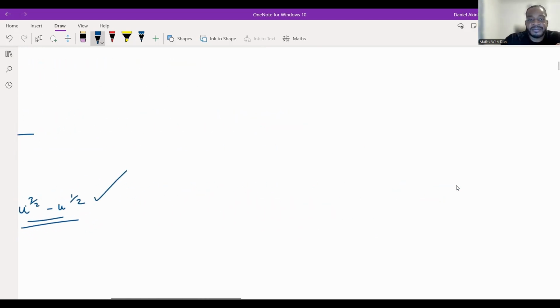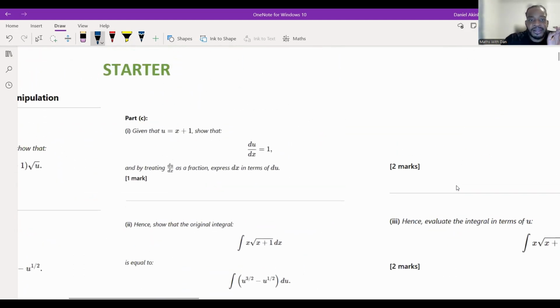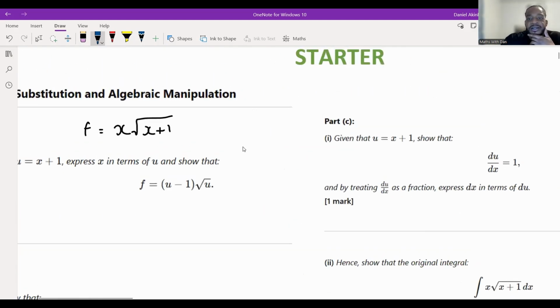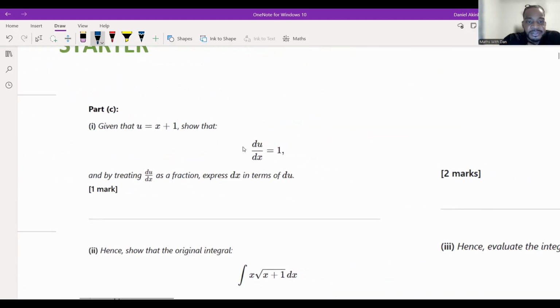That's fine. And then what was part C? It says, given that u equals x plus one, so that du over dx is equal to one, and then by treating du over dx as a fraction, express dx in terms of du. Okay, so that's not too bad. I'll do it here. So u is equal to x plus one. Du dx means I differentiate with respect to x. So that's going to be du over dx. We know that x differentiates to one, and one differentiates to zero, so that's fine.